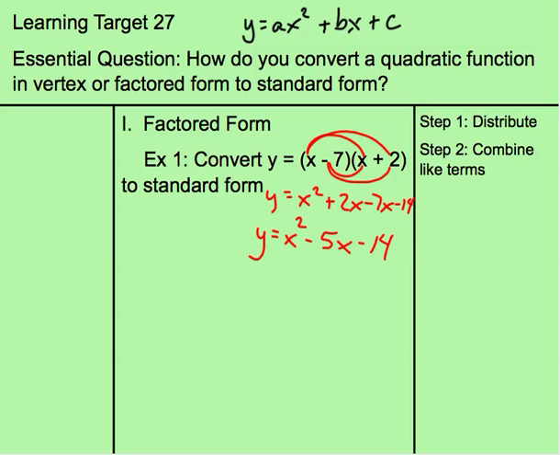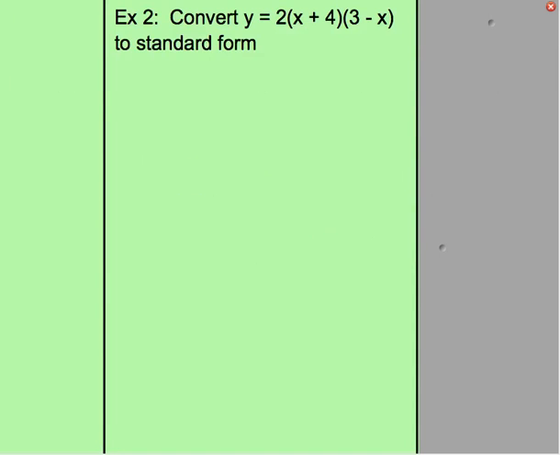So our a value, the coefficient of our x squared, is 1. B value is negative 5, coefficient of x. And our c value is negative 14, our constant. We'll look at one more factored form because it's the easier of the two, and then we'll spend a little more time converting vertex form.